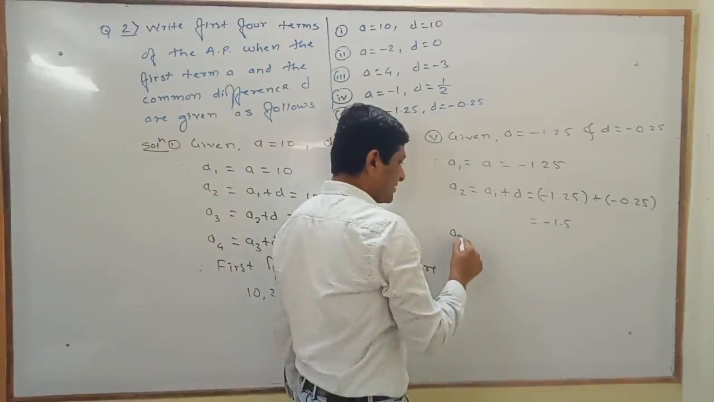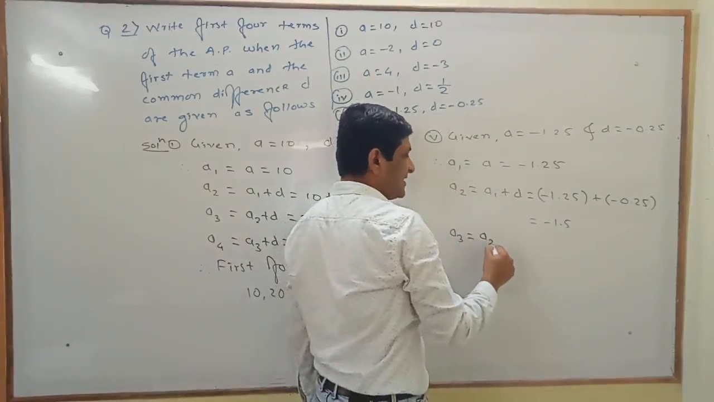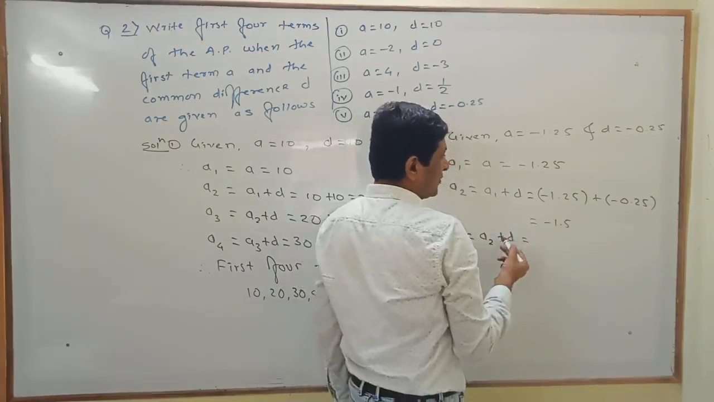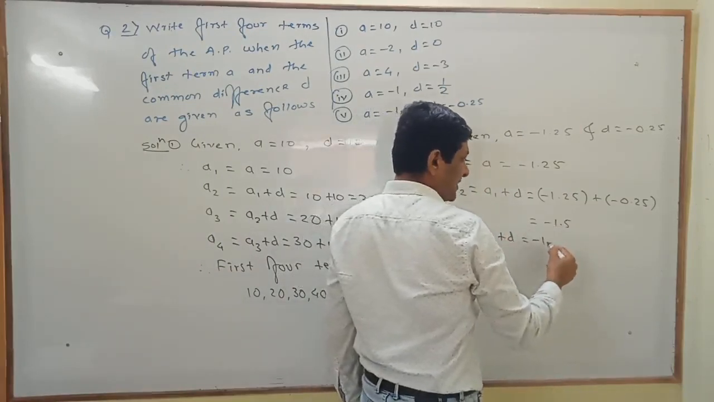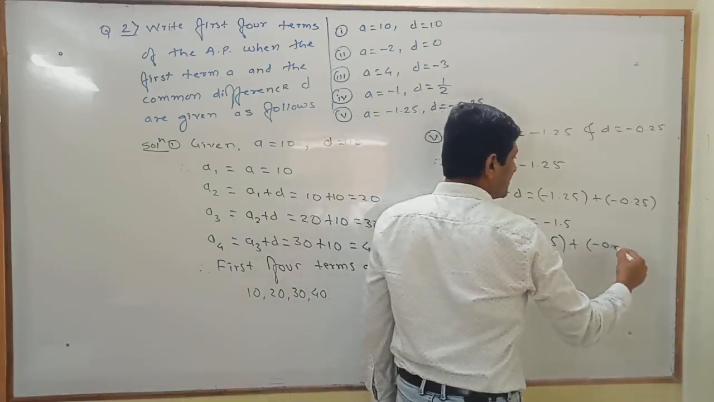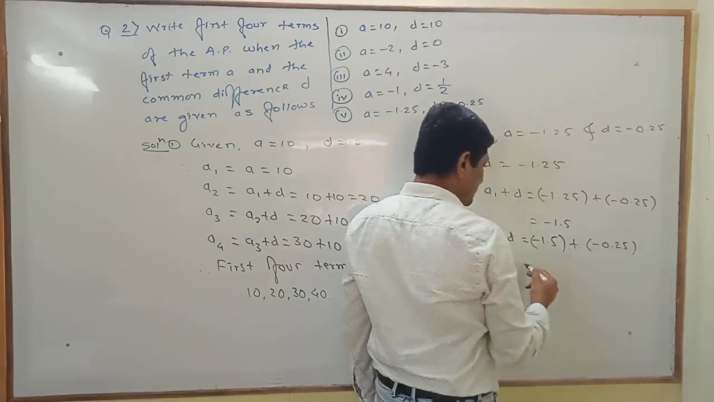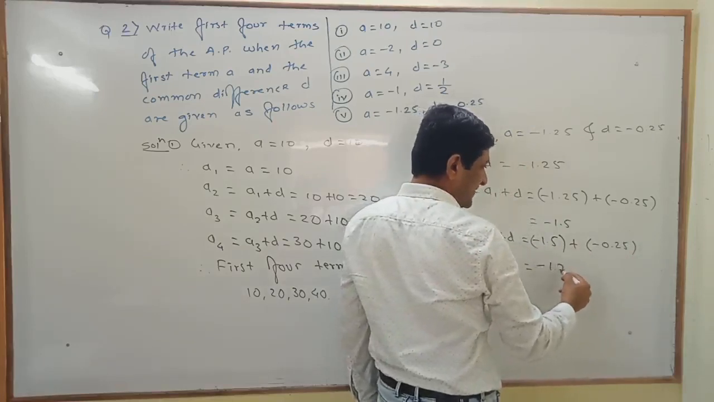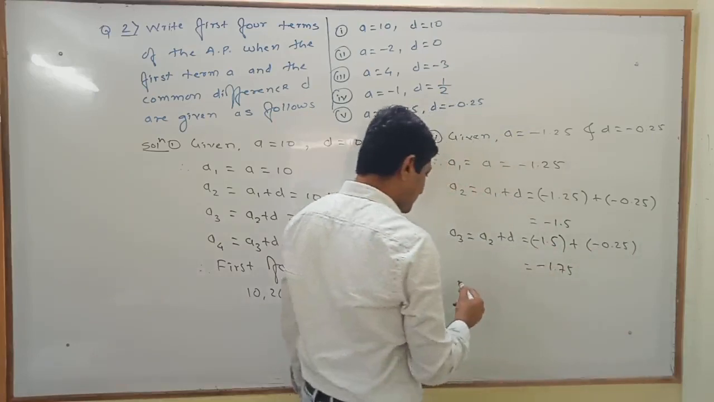Now to find the third term, add D to the second term. It's A2 plus D. What is the value of A2? Minus 1.5 plus D is equal to minus 0.25. So let us check what the addition is. It is minus 1.75. So in this way we have got the third term.